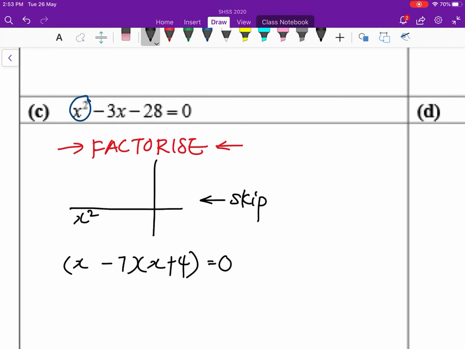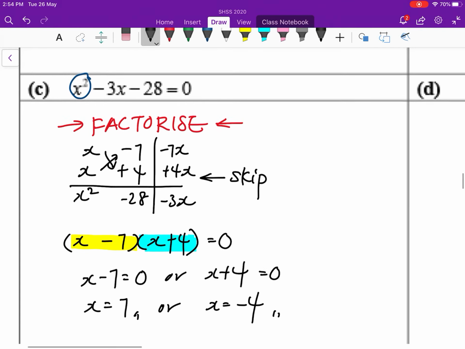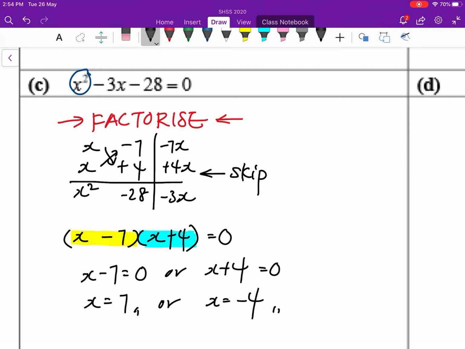For those who can't do it, this is x squared, this is minus 28, this is minus 3x. x times x, this is 7 and 4, minus 7 plus 4. Minus 7x plus 4x gives you minus 3x. Alright, from here, yellow times blue equals to 0. Therefore, yellow equals to 0 or blue equals to 0. So plus 7, minus 4. Alright, then you solve. Done.